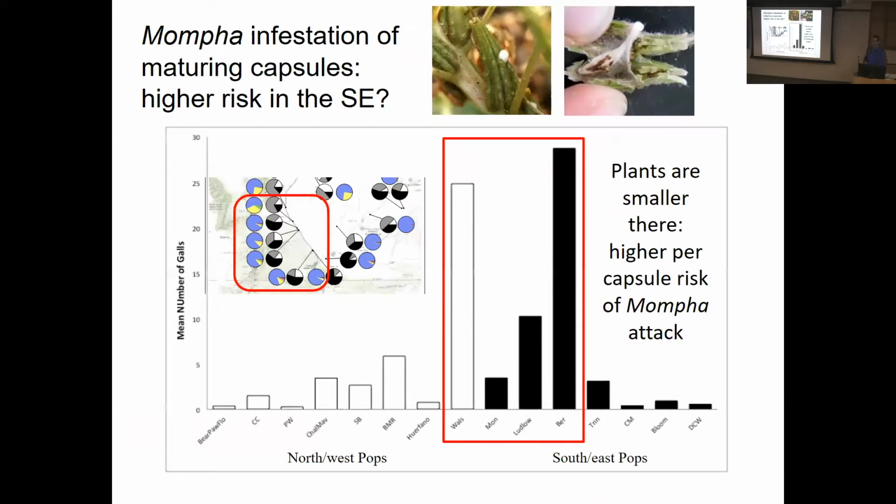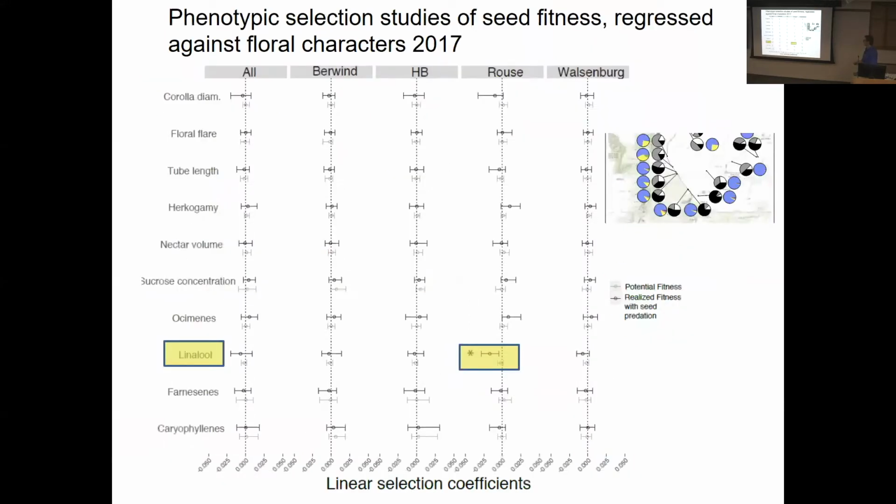So we went back to the corridor where the Manduca infestation was highest. And that's this road down here, Interstate 25, down to Albuquerque. These populations down here had the highest Manduca infestation. So we went back the next year, 2017, to these 4 or 5 populations, and we did a correlative study. This is a phenotypic selection study where you regress fruit set and seed fitness against everything you can measure: flower size, flower number, linalool emission rates, et cetera. And here's what we found.